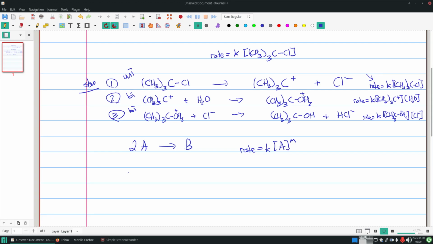But if I give you the exact same equation, and after it I put that it's elementary, then the rate law matches those coefficients. And this is second order and bimolecular. So you're just looking for that word to make the call on it.